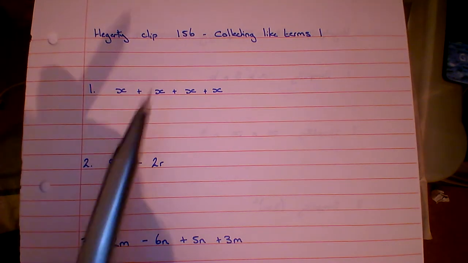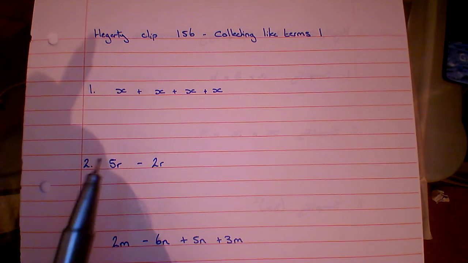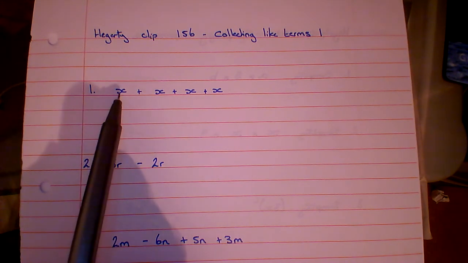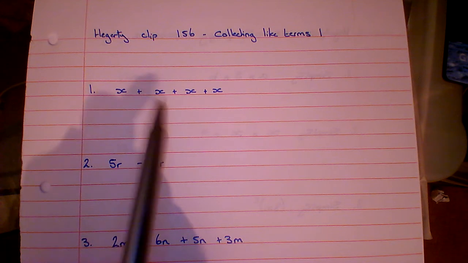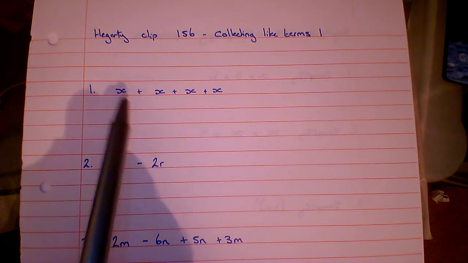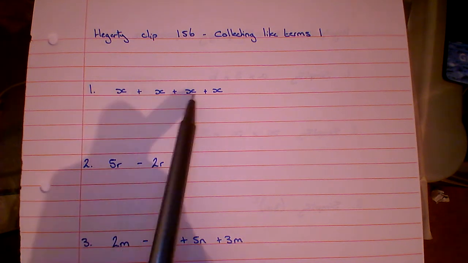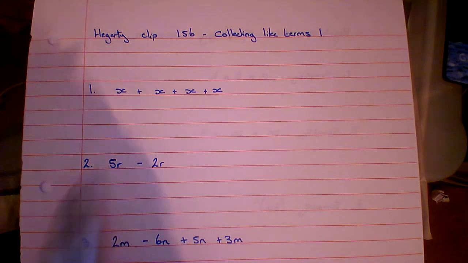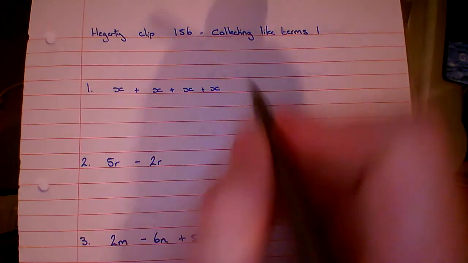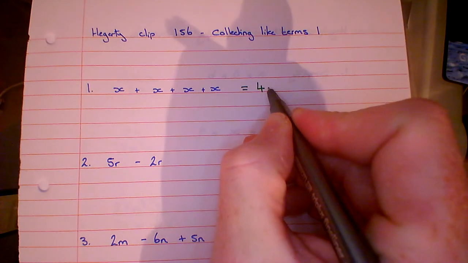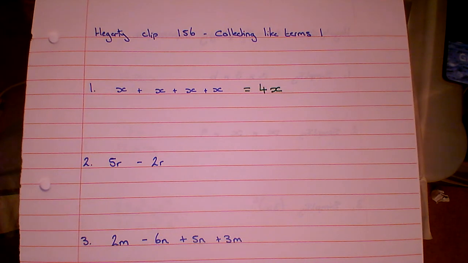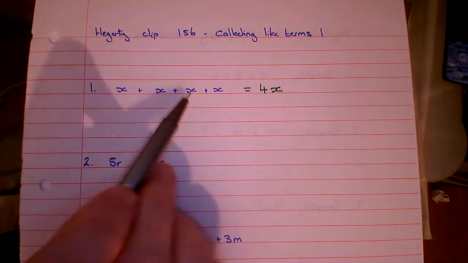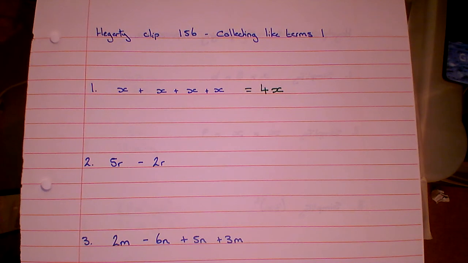Now, algebra is where we use letters in place of unknown numbers. Here I've got x plus x plus x plus x. Well, instead of imagining those as letters or unknown numbers, let's think of them as objects. If I've got one sweet, another sweet, another sweet, and another sweet, I've got 4 of them in total. So I've got 4 lots of x on this occasion. You can see 1, 2, 3, 4. So I've got 4x.